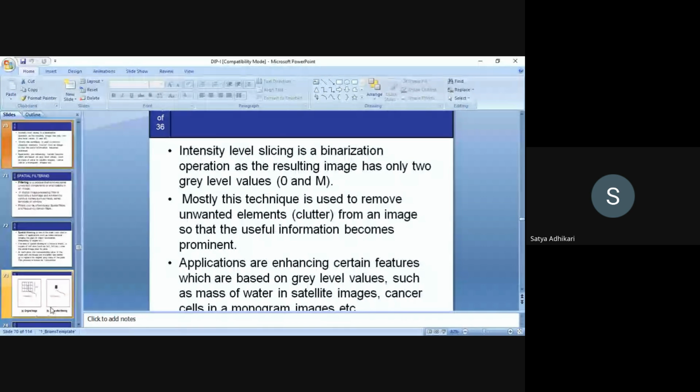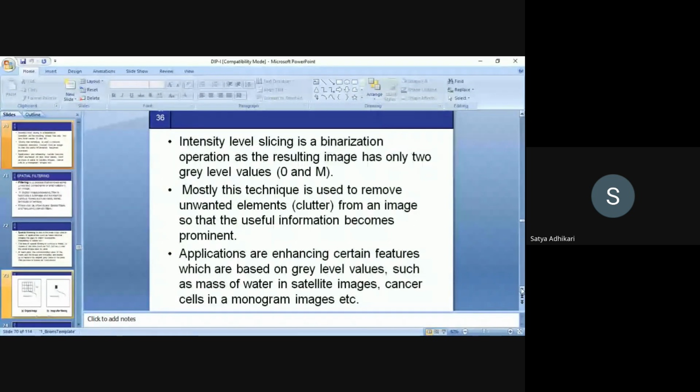Mostly this technique is used to remove unwanted elements from the image so that the useful information becomes prominent. The applications are enhancing certain features based on gray level values, such as masses of water in a satellite image, and cancer cells in a mammogram image. So these are the applications of intensity level slicing. If you are interested in some part of an image, you get the information and remove the unwanted elements, which is technically known as clutter.